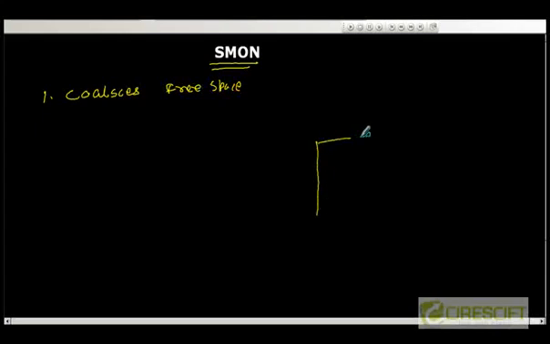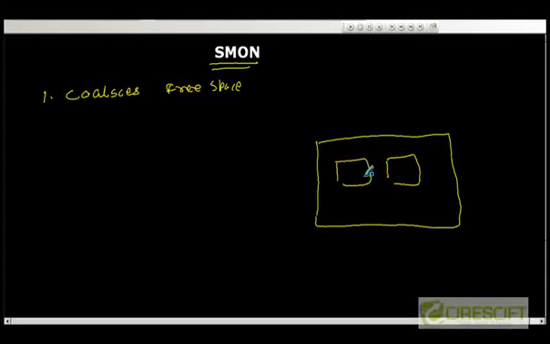Let's say we have, if you remember, we discussed our segment extent and all this. So let's say there are two extents allocated, and for whatever reason we are going to delete and free the space. Whenever SMON detects that this is a free extent, and nearby there's another free extent also available, it is going to coalesce this free space and make a bigger extent, so that later on this big extent can be allocated.